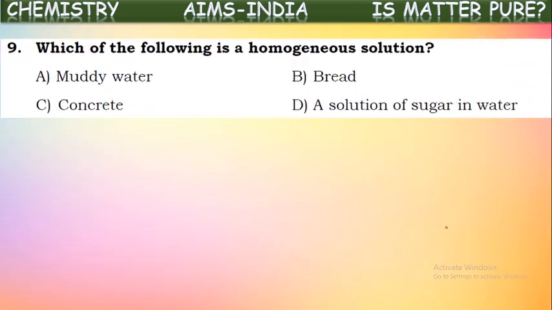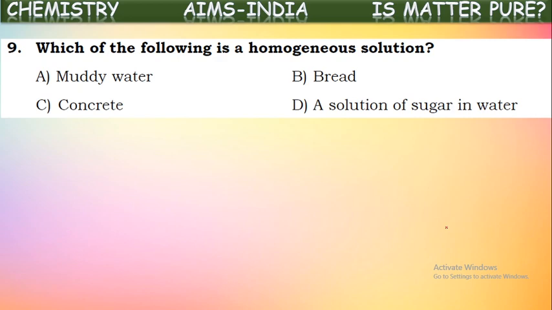Okay, next. Which of the following is a homogeneous solution? What does homogeneous solution mean? It can be given as the same phase. The mixture in which components are mixed uniformly and come to a single phase is called a homogeneous solution. See here, muddy water. In that, mud particles will be seen through the water. So it is not single phase or homogeneous.